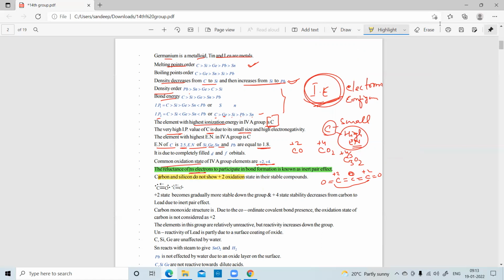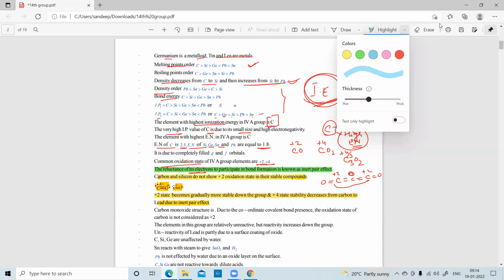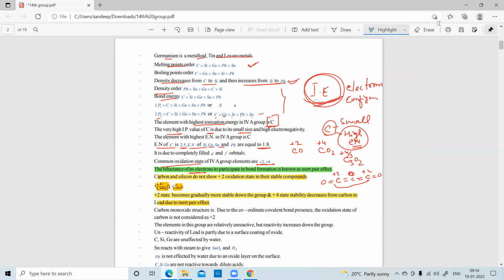Carbon and silicon generally don't show the +2 oxidation state, but a few compounds exist, like carbon monoxide, which has a typical type of structure. The +2 state gradually becomes more stable down the group, and +4 stability decreases. This is due to the inert pair effect. So keep this in mind.